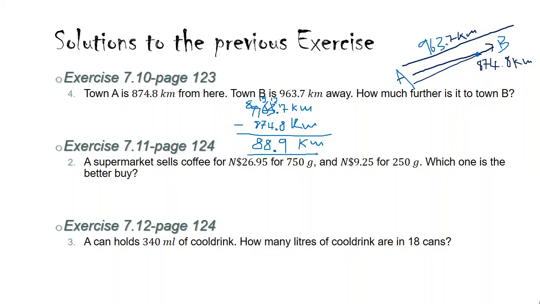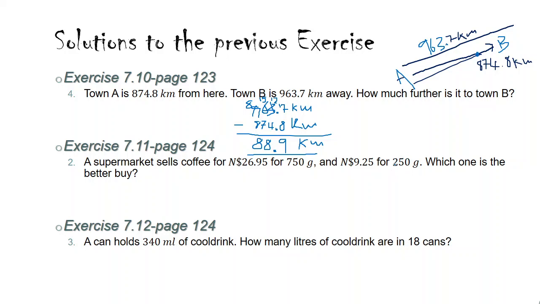Then we go to number 2 of the next exercise. They say a supermarket sells coffee for $26.95 for 75 grams and $9.25 for 250 grams. Now which one is the better buy? Which one is the cheapest? Here they are all of the same units, so it's fine, but this one is smaller.